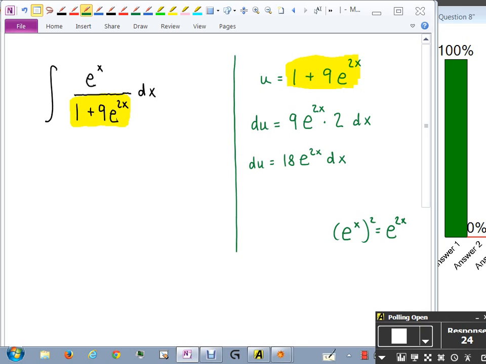But what I did gain is that I can always replace e to the 2x with e to the x squared. So let me start this over. I'm going to say, good try. Go get a Band-Aid.